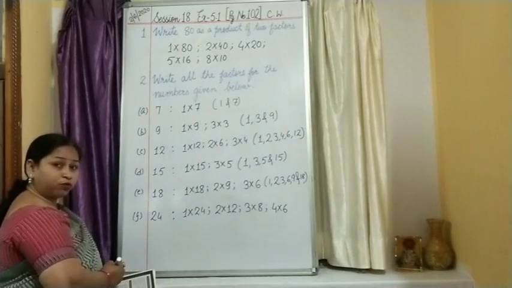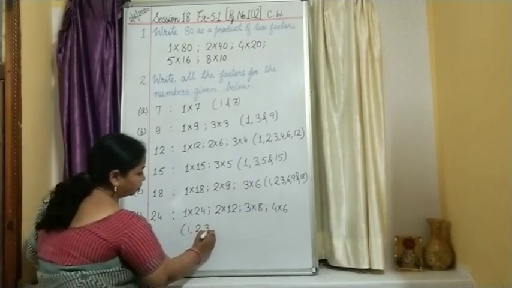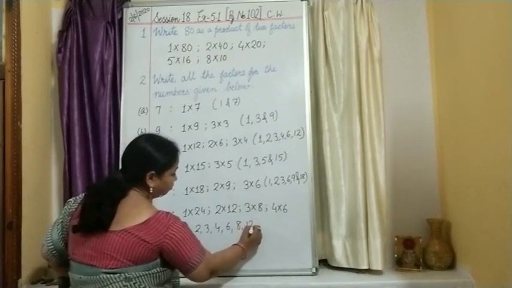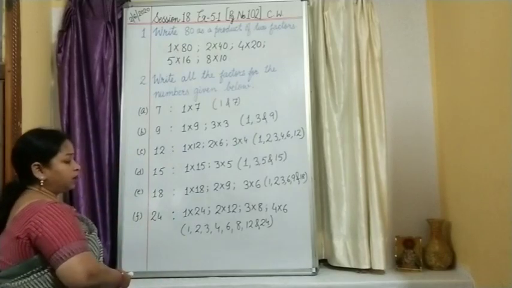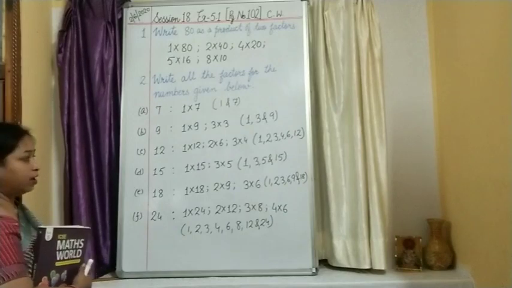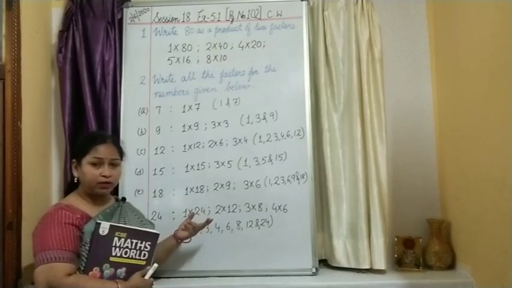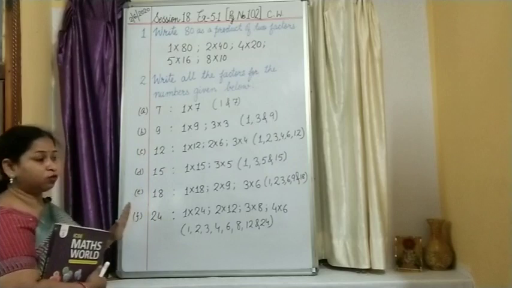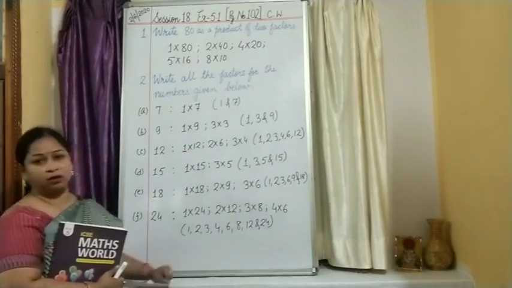Now what are the factors of 24, children? 1, 2, 3, 4, 6, 8, 12 and 24. So these are the factors of the numbers given here. What we have to do? We have to find out two whole numbers. Why am I asking for 2? So that when you multiply, the product comes as the number given, and the numbers which you are multiplying will become the factors.